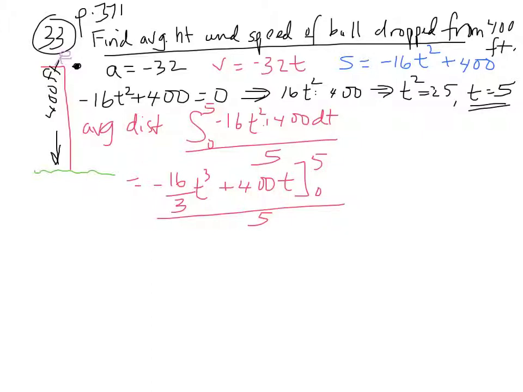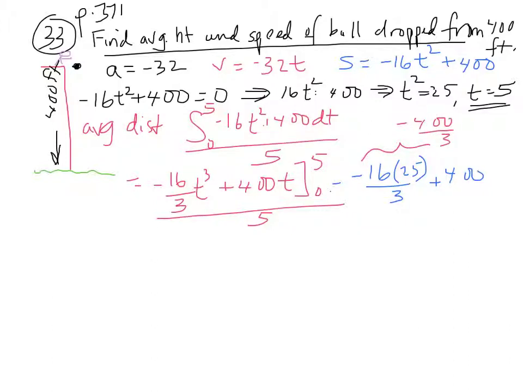So when I do that, I'm going to get minus 16 thirds times 5 cubed, over 5, so that'll just be 5 squared, plus 400 times 5 over 5, that'll just be 400. Or we're going to get minus 16 times 5 squared, 25, over 3, plus 400 times 5 over 5, so just 400. And of course, all of this right here is minus 400 over 3.